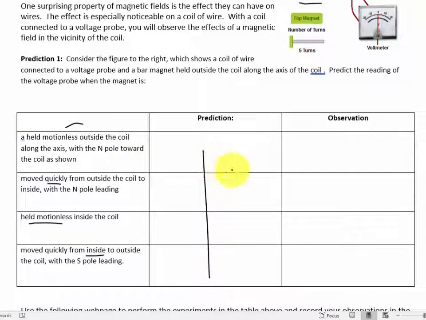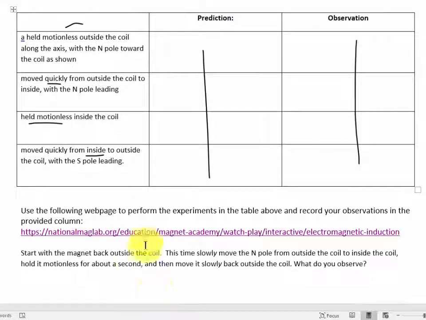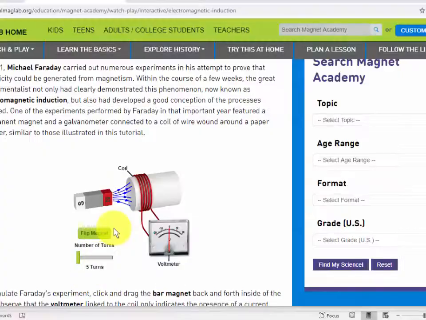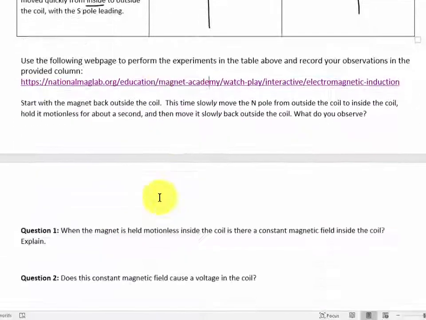I don't care if your predictions are right or wrong, just go ahead and make them, and then you're going to make some observations. For the observations, you're just going to click on this web page right here, and we can take a look at this. It's going to look a whole awful lot like this, and then you can mess around with the magnet just by clicking and dragging on it. So this lab is pretty straightforward.